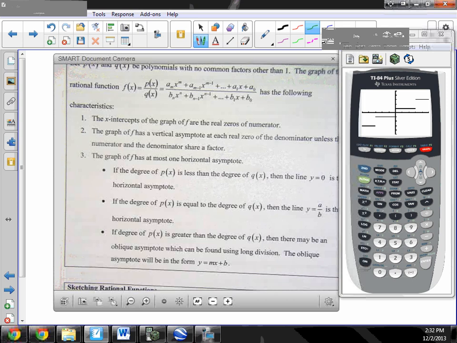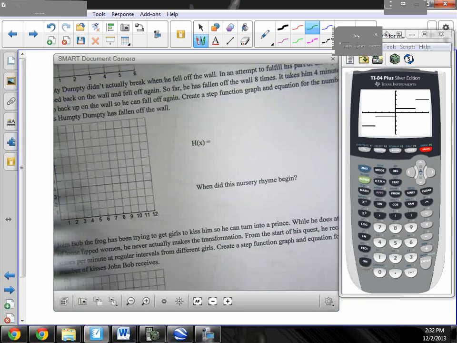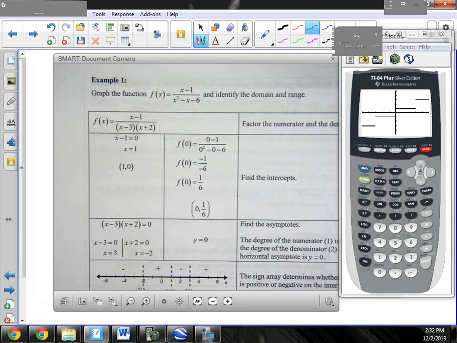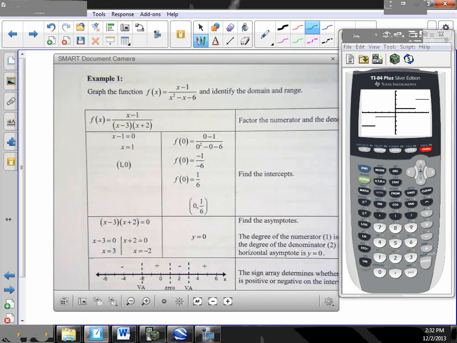Yes? No, the whole polynomial. Okay, so we'll look at their examples. So turn to 86. And they've got it all worked out for us, so we can just look at it. So we have this function here.